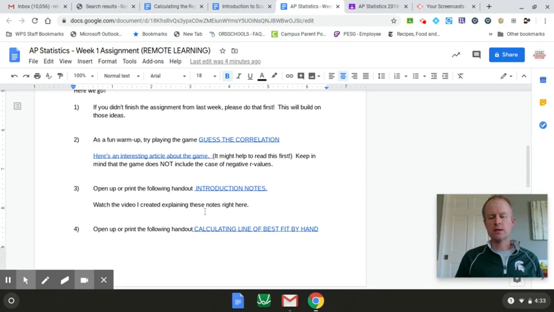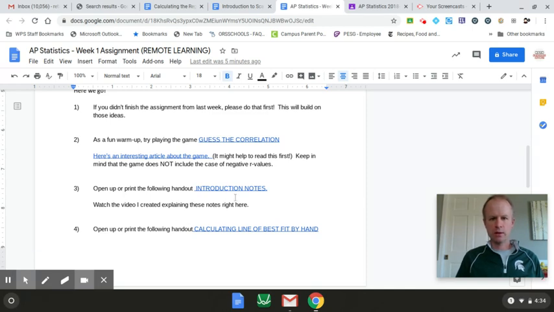So right now I'm going to talk through the introduction notes. Our topic last week was introducing this idea of bivariate data. Remember, bivariate data means we have two variables, so we have sort of an input and output, an X and a Y. A lot of the data we looked at earlier this year was univariate data, which means we just have one variable. So right now we're going to think about situations where we have two variables.